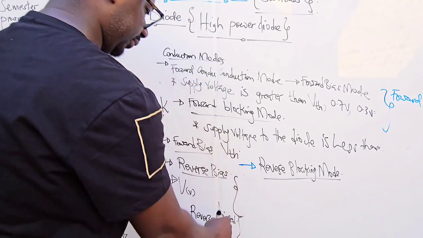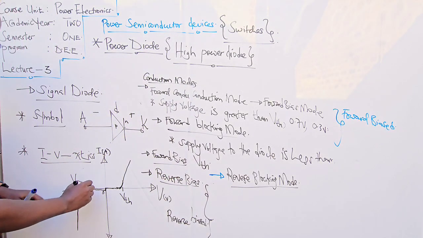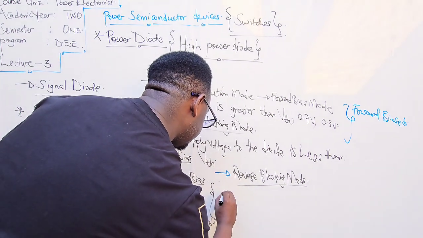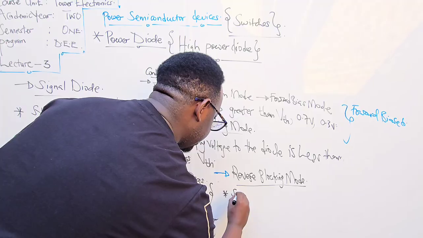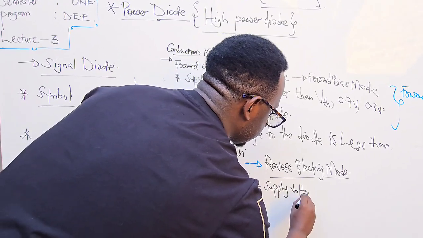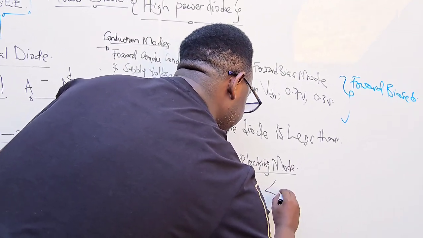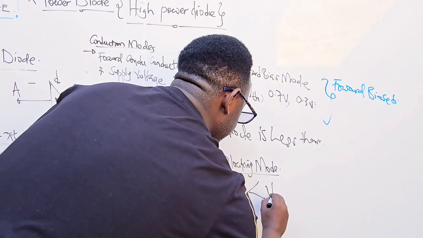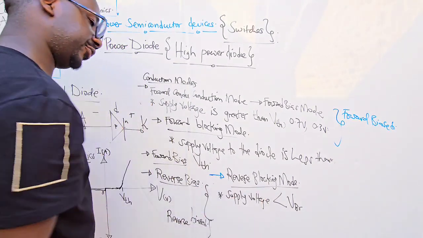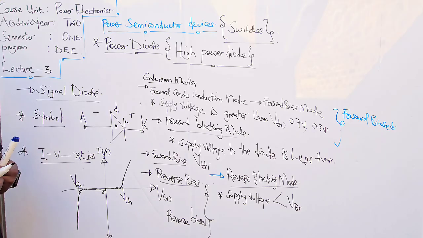But since we have a breakdown voltage, if the supply voltage across the diode is less than VBR, the breakdown voltage, we will have the diode in the blocking mode, but in the reverse bias configuration.